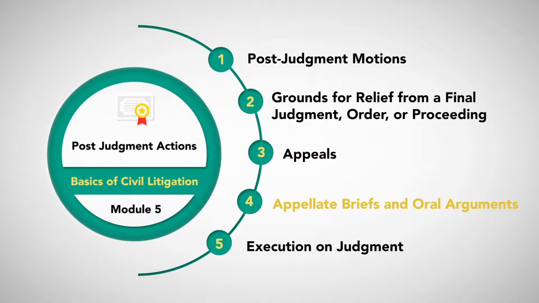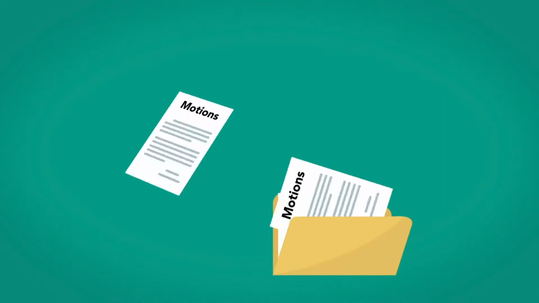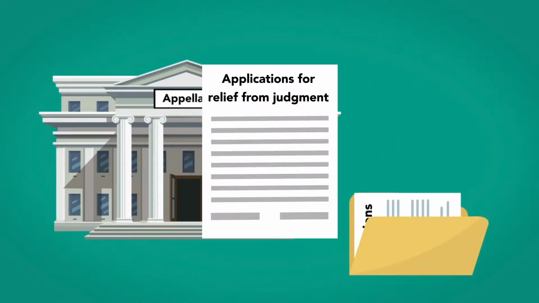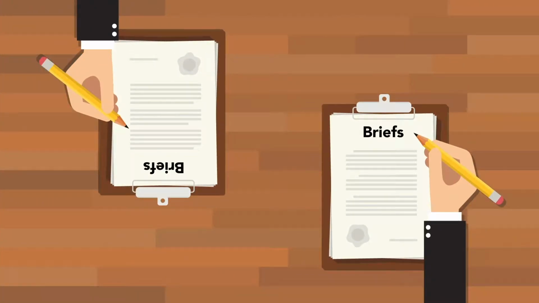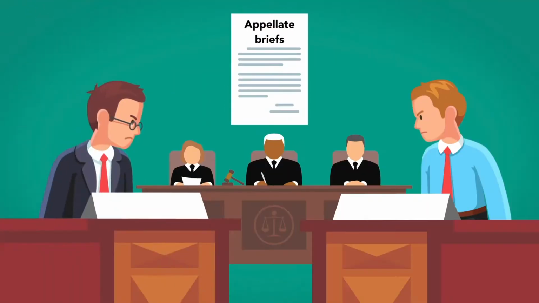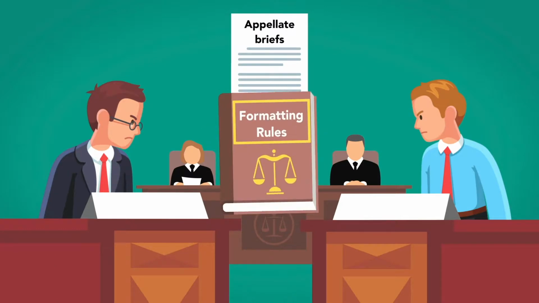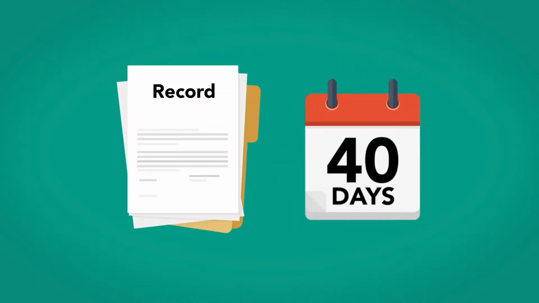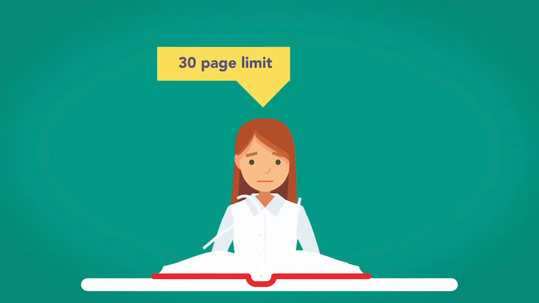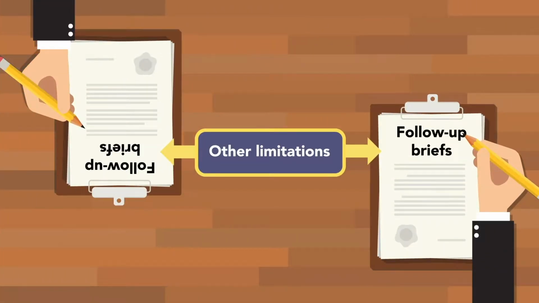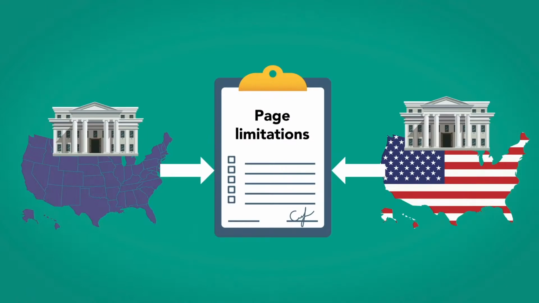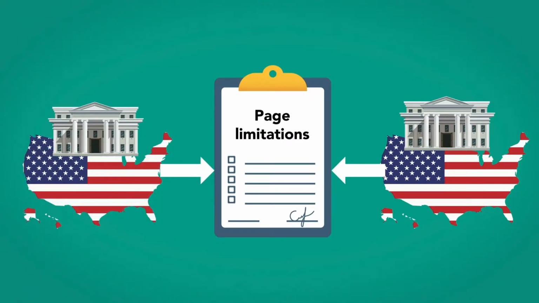Appellate briefs and oral arguments. Certain motions can be made with the appellate court, like applications for relief from judgment while the appeal is pending. But for the most part, appellate work consists of writing appellate briefs and arguing them in front of the court. These briefs are controlled by formatting rules. The appellant's brief must be filed and served within 40 days of filing the record. Appellate briefs from the appellant generally have a 30-page limit. There are other limitations for follow-up briefs of other parties, and the page limitations may vary between state and federal court or between federal courts.